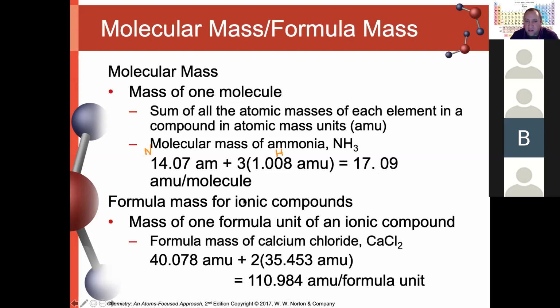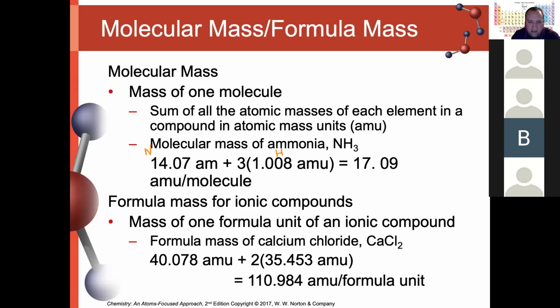Now, the same thing can be done for ionic compounds as well. Technically speaking, ionic compounds don't form molecules. Their arrangements are a little bit more complex than that, because you've basically got this large array of ions that are all alternating in this large crystal. And so we tend to call those formula units. The technical term, instead of molecular mass, would be formula mass. But the same principle applies.